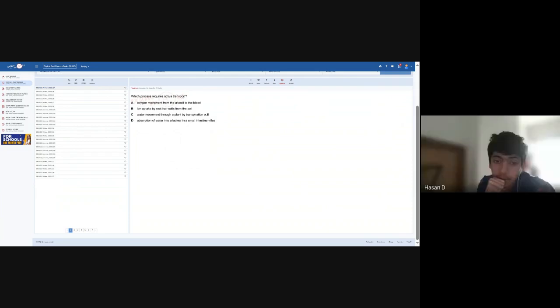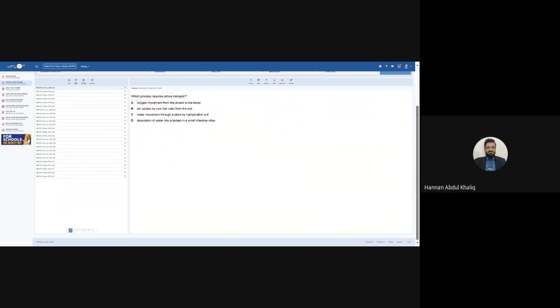Okay. So let's see just option D. Absorption. Yes, if it's active transport, absorption of water. And always remember, the water does not absorb in the lacteals. It directly absorbs, but that is the topic of another chapter. So it's B.